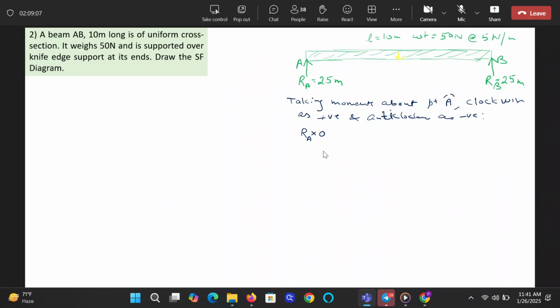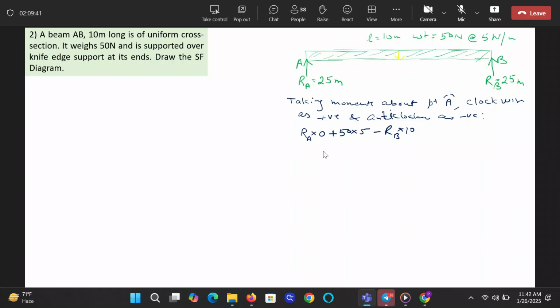The 50 newtons can be assumed to be acting through this yellow arrow. So the moment of 50 newtons will be clockwise. That means plus 50 into 5, minus RB into 10. Does everybody agree with me on the three moments, yes or no? Please tell me. Class? Yes, sir.